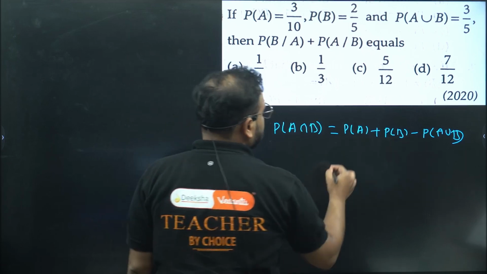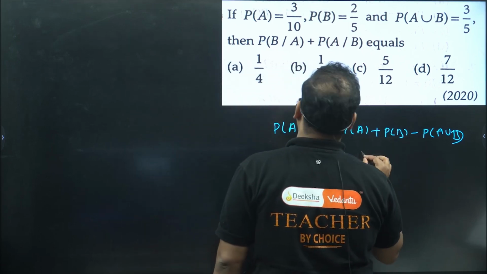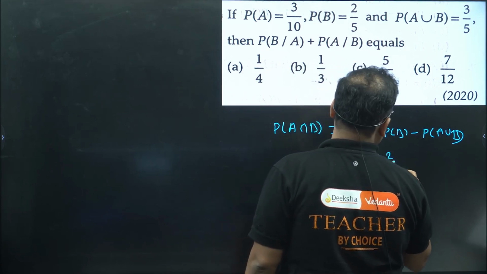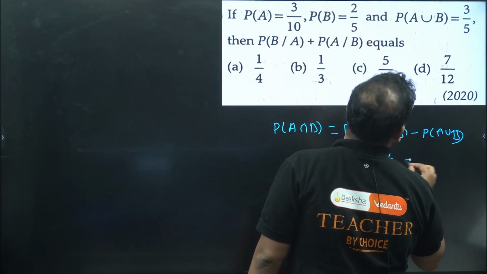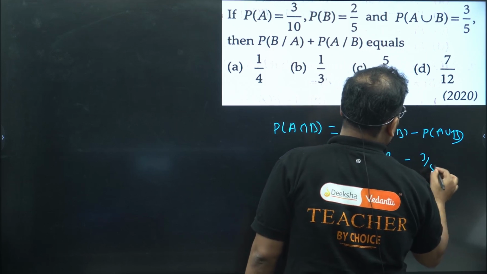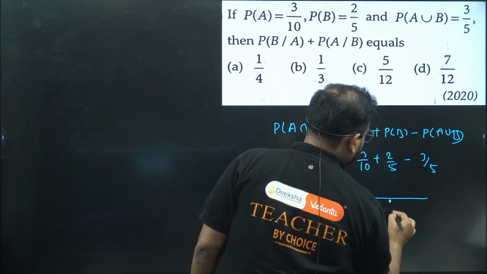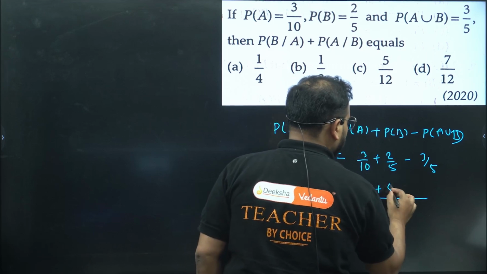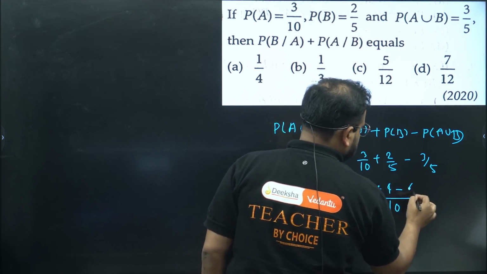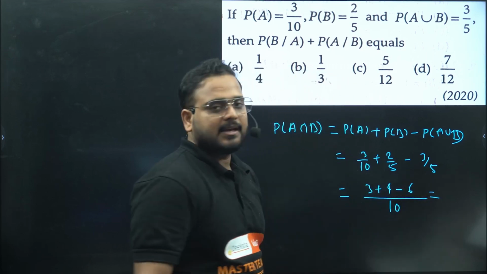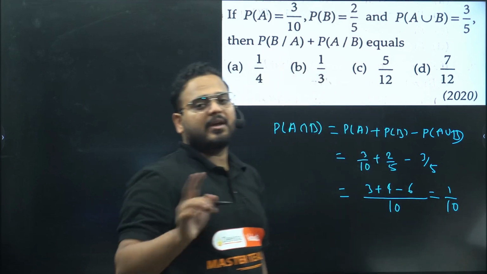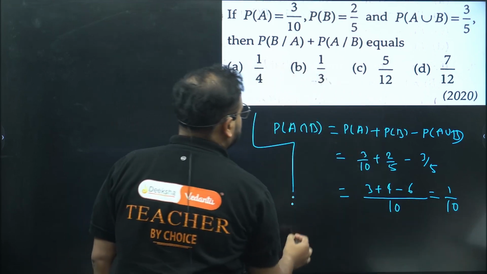What we get over here is 3 by 10 plus 2 by 5 minus 3 by 5. LCM is 10, so I get 3, plus 5 2s are 10, wait, 2 by 5 means 4, minus 3 by 5 means 6. So 3 plus 4 is 7, minus 6 is 1 by 10, which is my value of the probability of intersection of A and B.